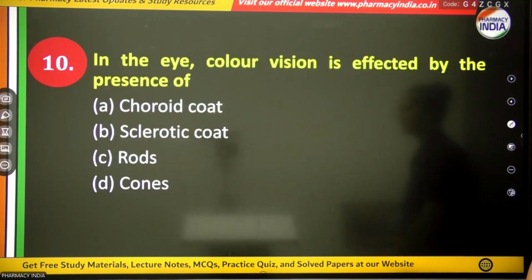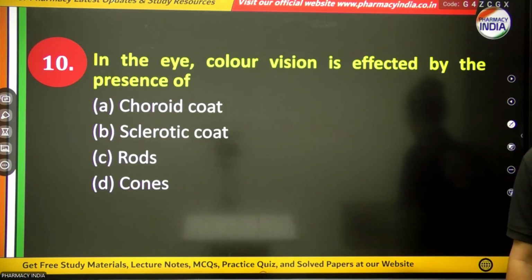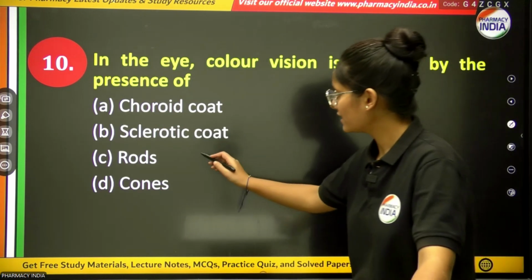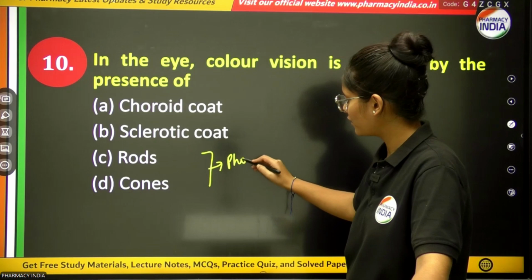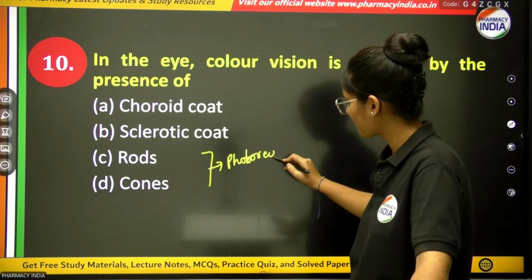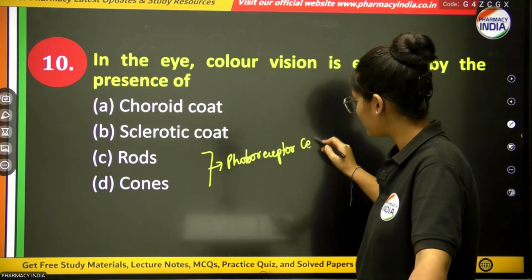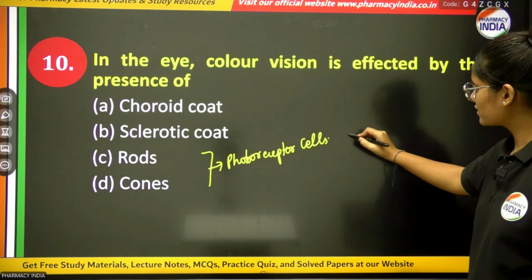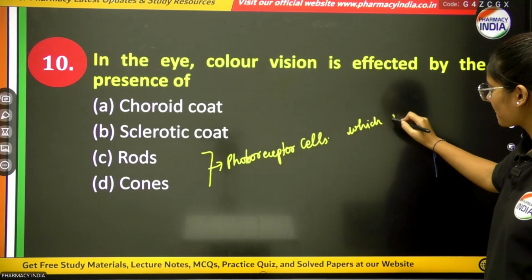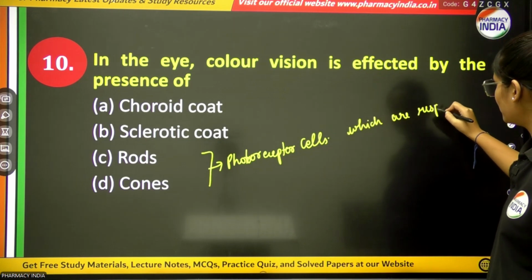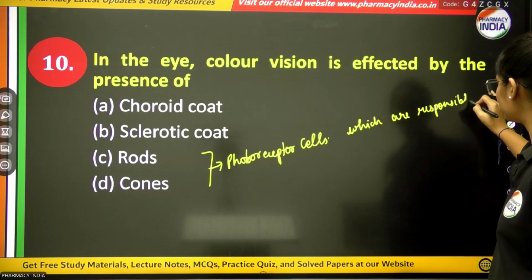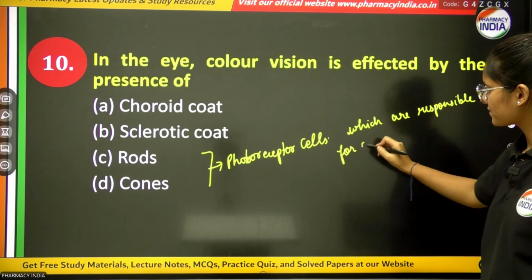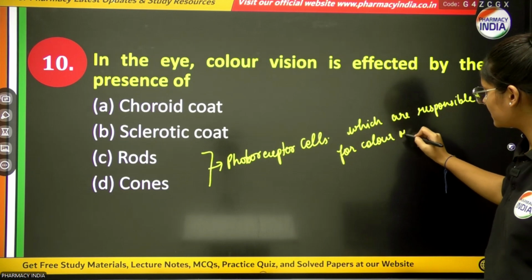Clear? Next question. In the eye, color vision is affected by the presence of choroid coat, sclerotic coat, rods and cones. Mainly rods and cones are the receptor cells which are responsible for color vision. Clear?